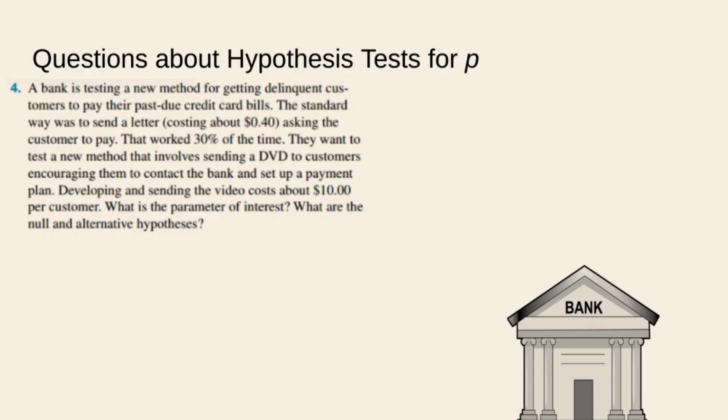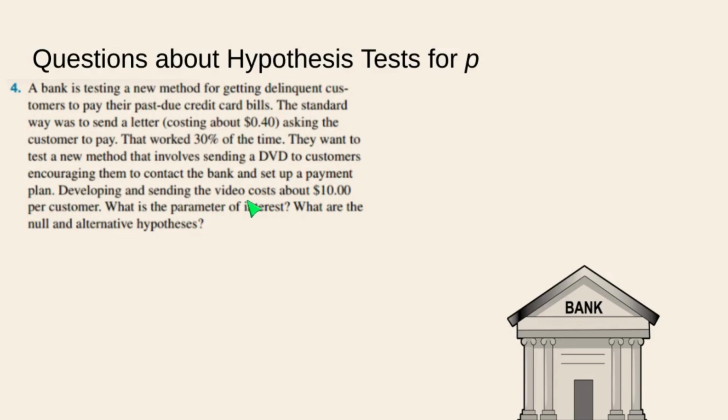So we have a bank. A bank is testing a new method for getting delinquent customers to pay their past due credit card bills. The standard way was to send a letter costing about 40 cents, asking a customer to pay. That worked 30% of the time. They want to test a new method that involves sending a DVD to customers, encouraging them to contact the bank and set up a payment plan.